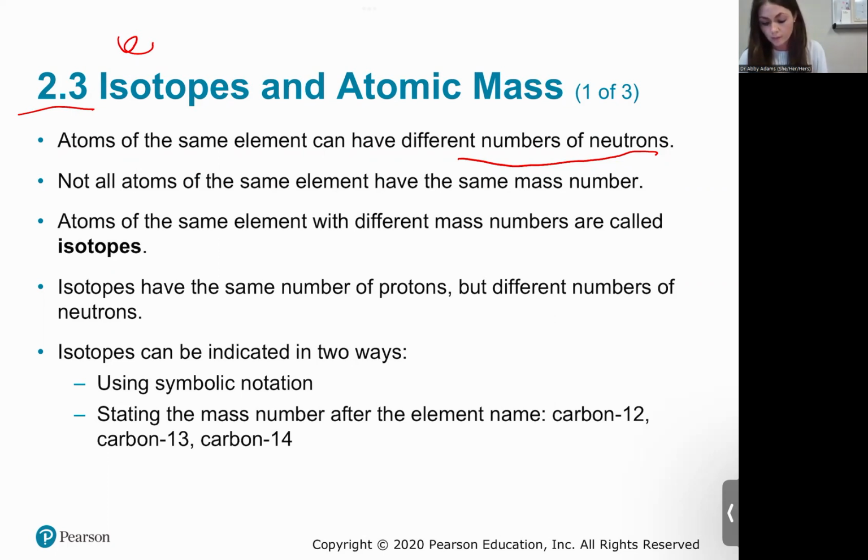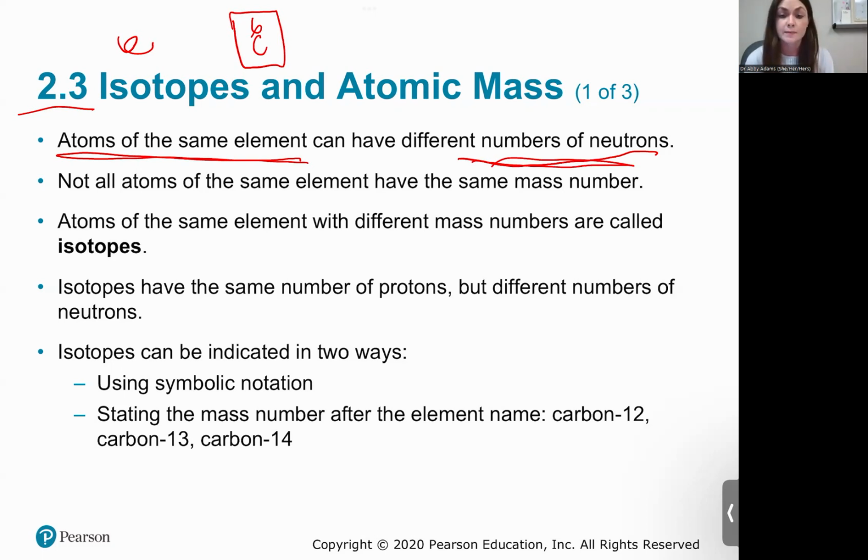So we know that atoms of the same element have the same number of protons. So if we see 6 protons, we know that that is carbon. Those are carbon atoms. But we can have different numbers of neutrons. So not all atoms of the same element have the same mass, right? Because the neutrons are added to the protons, and that's how you get the mass. So if you have a different number of neutrons, then the mass number changes.